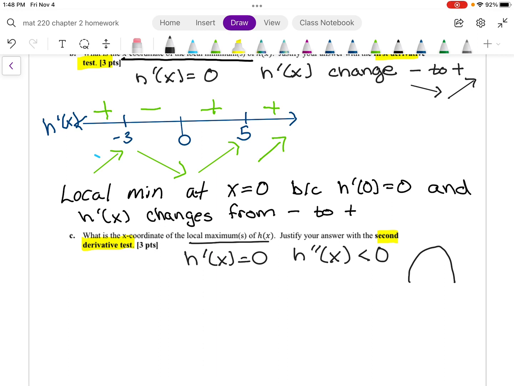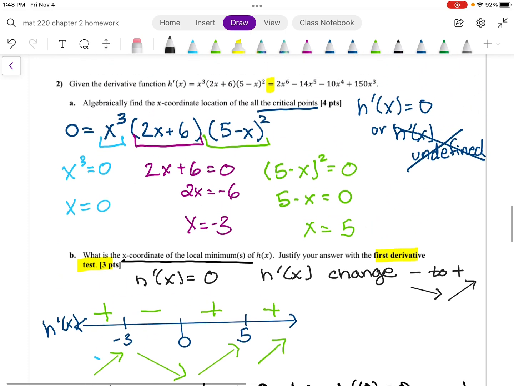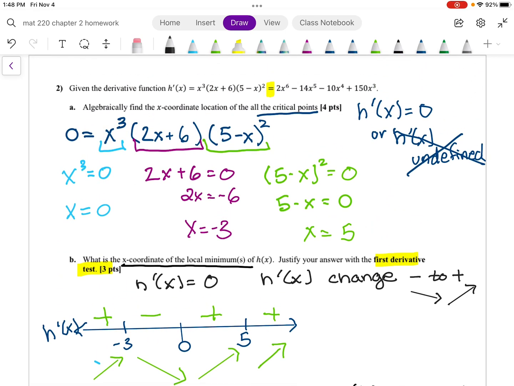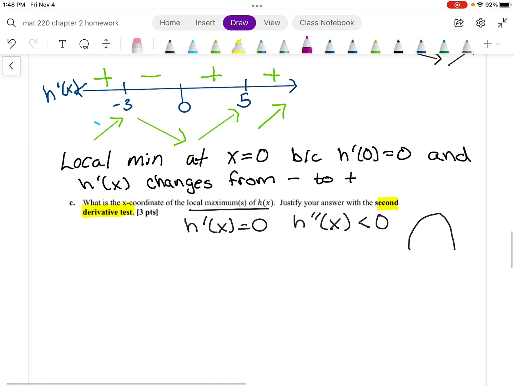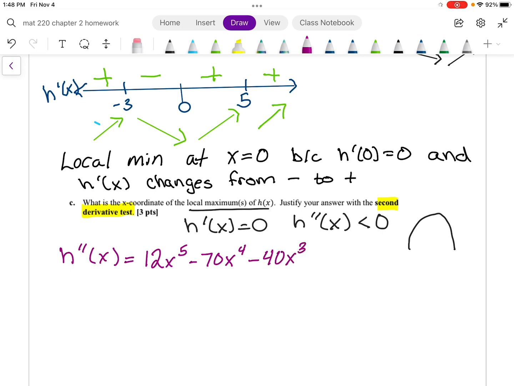So I need the second derivative. And this is why we were given, way back at the beginning of the problem, the factored form or the distributed form of this problem. So we're going to now want to use this to find the derivative because it's easier to do power rule than product rule. So we want to find h double prime of x. And so I'd get 12x to the 5th minus 70x to the 4th minus 40x cubed plus 450x squared.